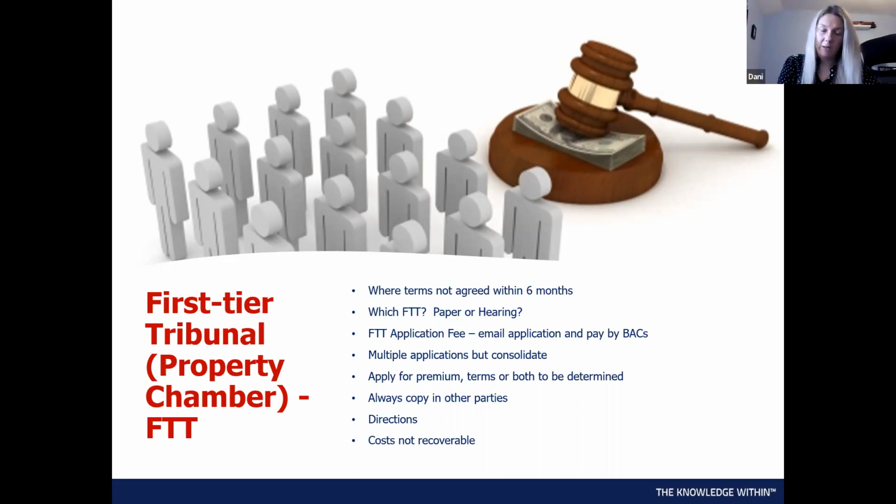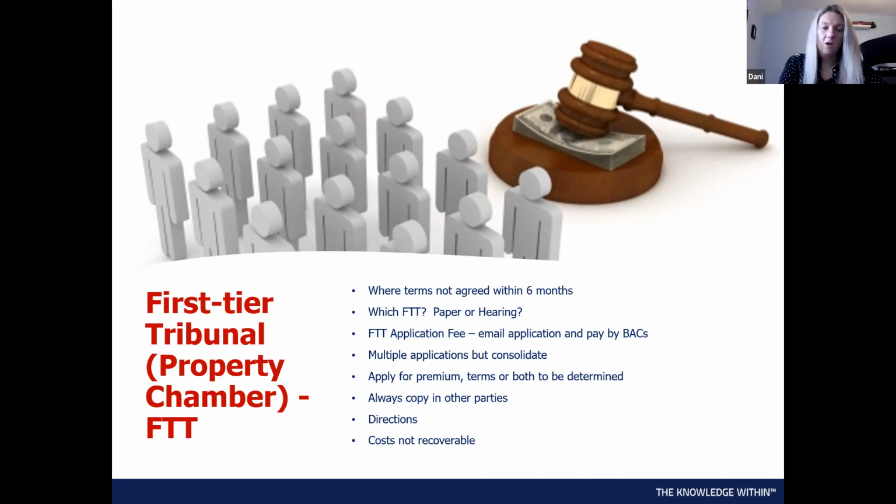So you email the application, say that you want to pay the fee by BACS, they will then send you their bank details and the reference to put on for that. In your application, you will need to state whether you are having a paper determination or a hearing. So it might be in your client's best interest to go for a paper determination.